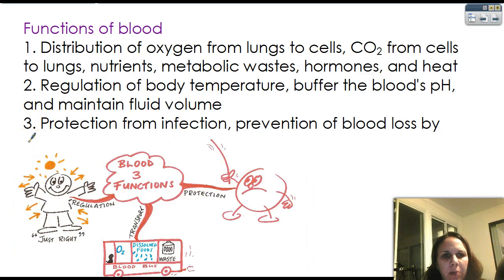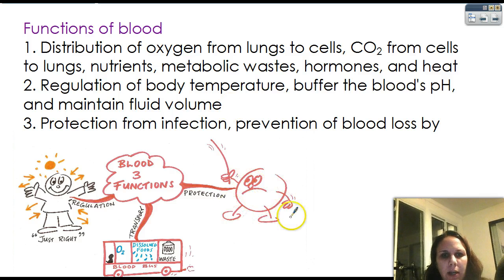Regulation of body functions, that would be this one, this little happy dude right here. That's another function of blood, regulation, to keep you just right. It helps to regulate your body temperature and maintain you at 98.6. It helps to buffer the blood's pH so it doesn't get too acidic or too basic. And it also helps to maintain the proper volume of blood so that you don't have too much or not enough liquid inside of you.